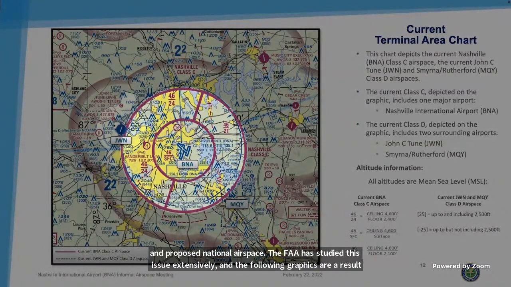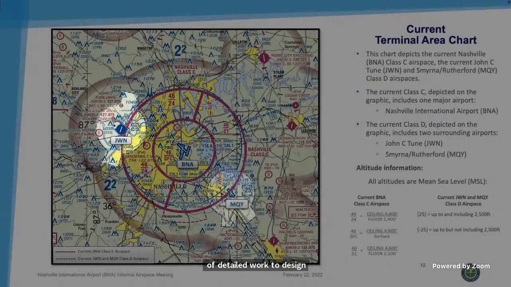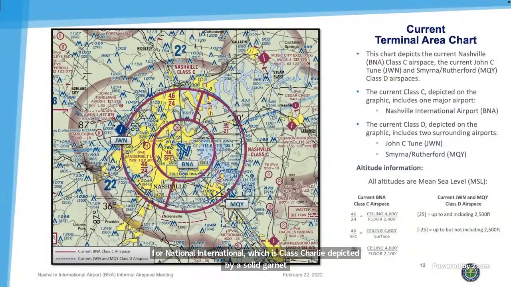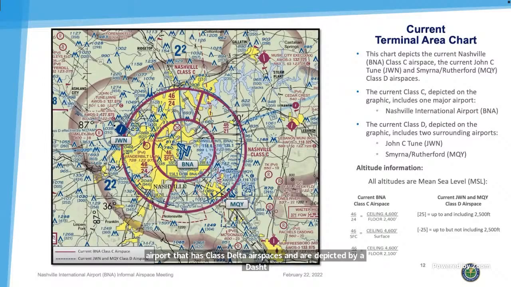along with John C. Tune Airport and the Smyrna Rutherford County Airport, which have Class Delta airspaces, and are depicted by a dashed blue line. The current Class Charlie airspace for Nashville has an airspace ceiling of 4,600 feet, mean sea level, or MSL. The floor of the airspace varies.